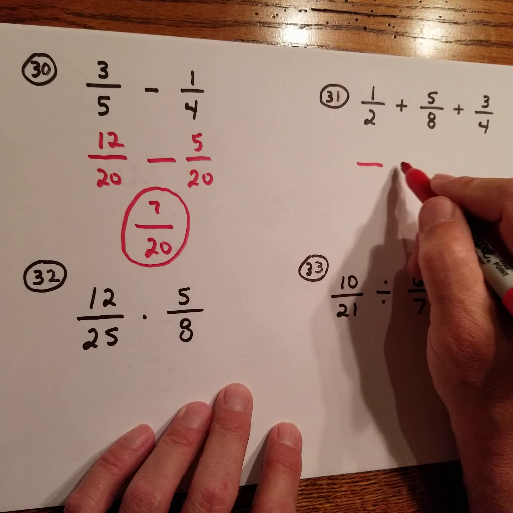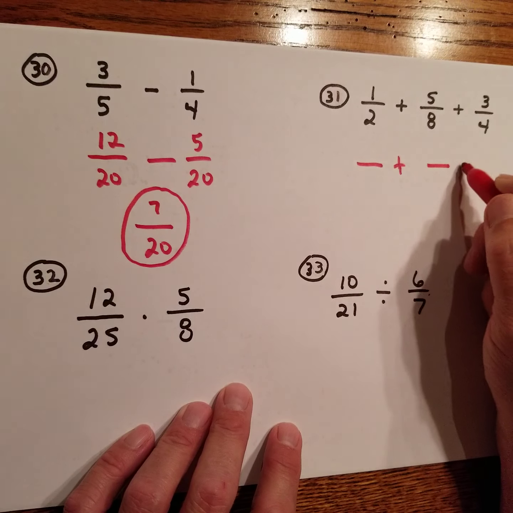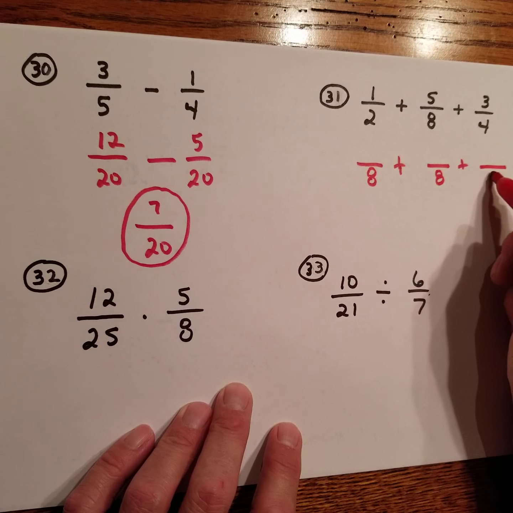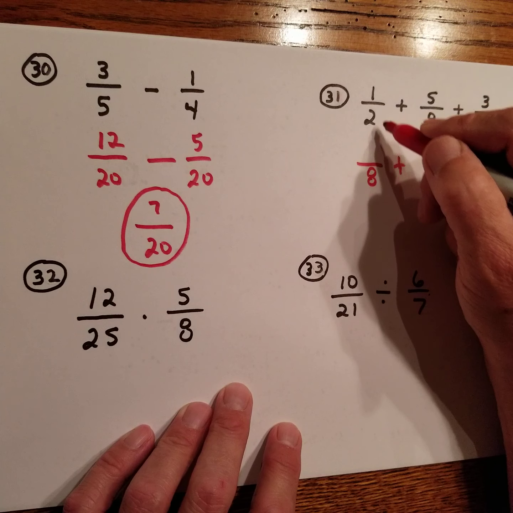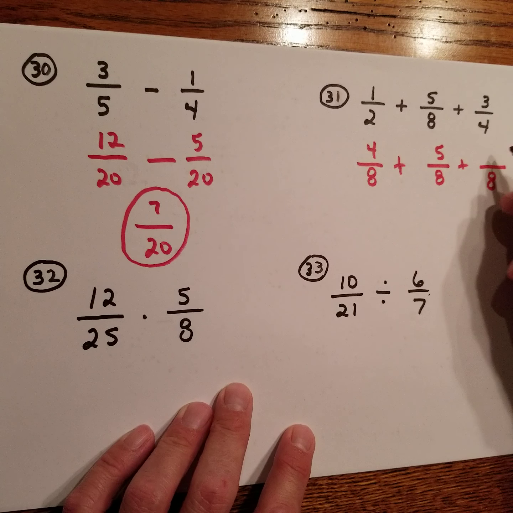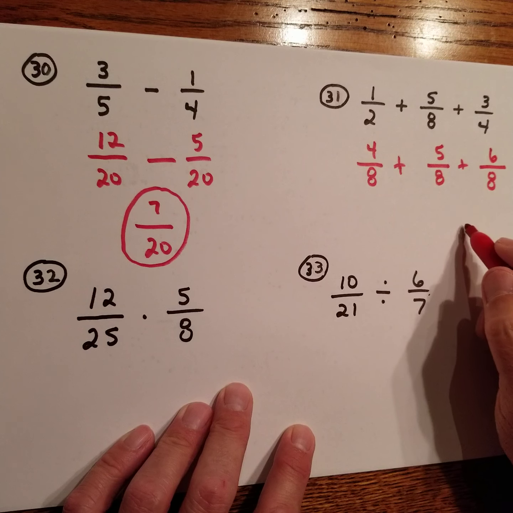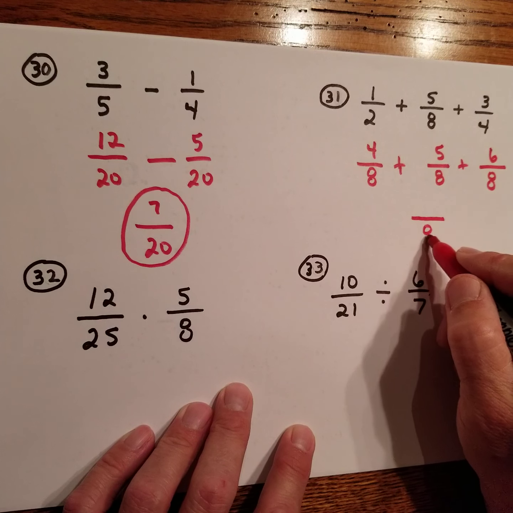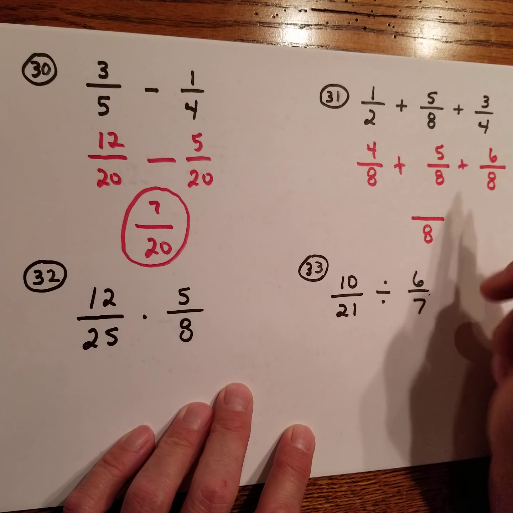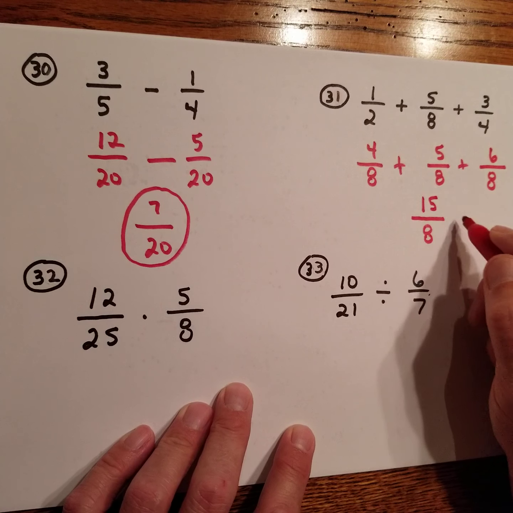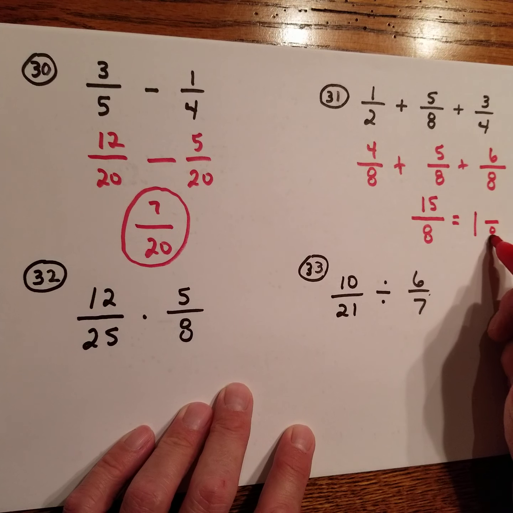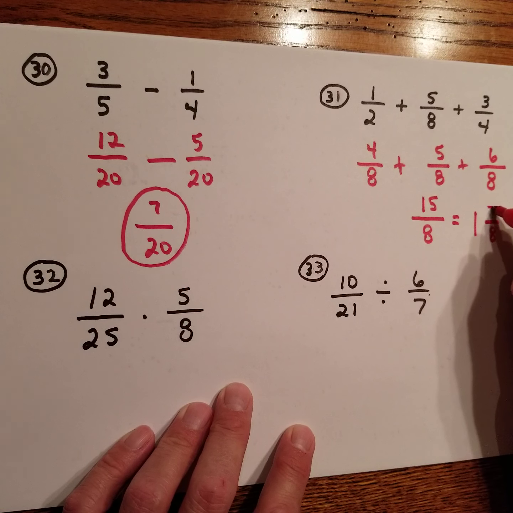For 31, my common denominator is 8. Here multiply by 4. Here multiply by 1. Here multiply by 2. 4 plus 5 is 9. 9 plus 6 is 15. And in the instructions, we were told to show final answers as mixed numbers.